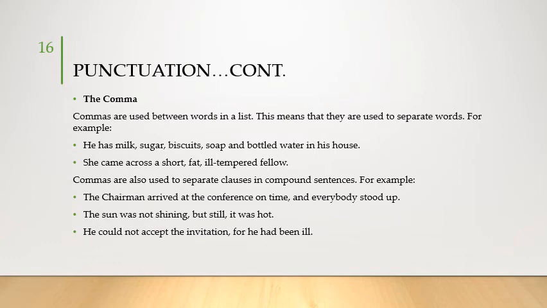Now commas are also used to separate clauses in compound sentences. For example, the chairman arrived at the conference on time, and everybody stood up. The sun was not shining, but still it was hot. So you use it to separate clauses in compound sentences. He could not accept the invitation, for he had been ill. There we have a comma also.